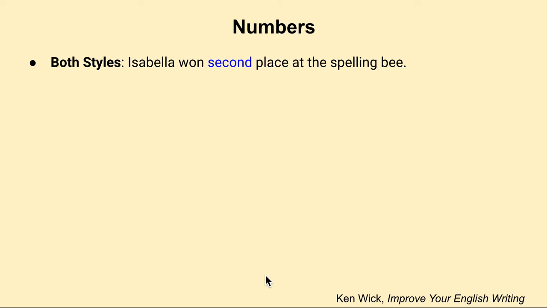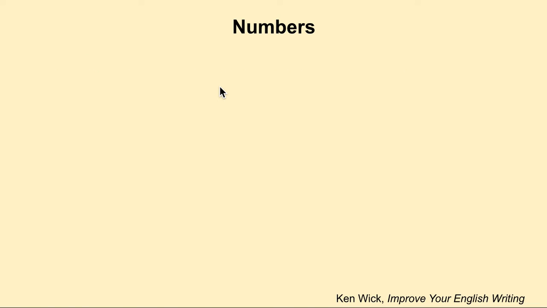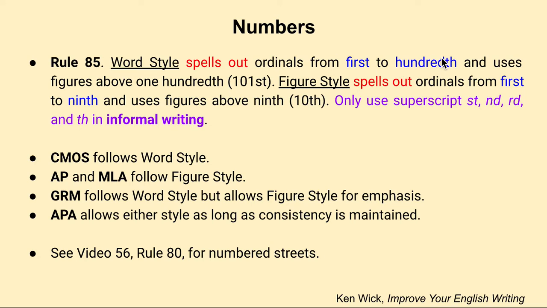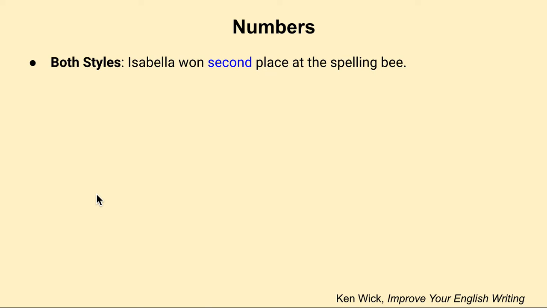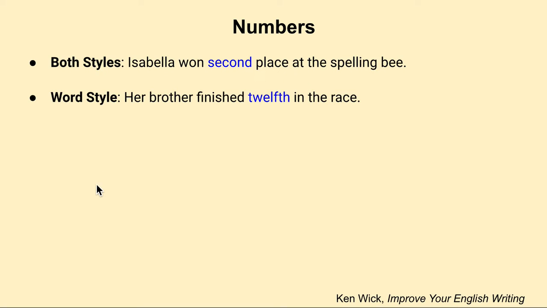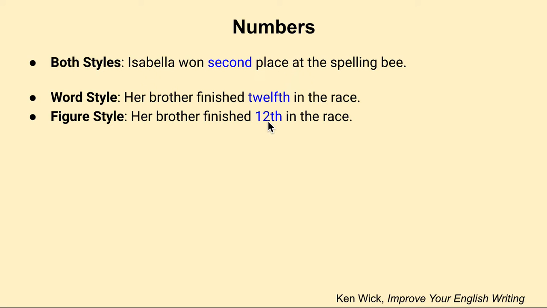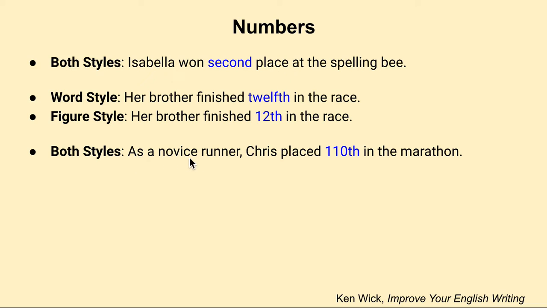So some examples. In both styles, you would write, Isabella won second place at the spelling bee. Just remember, the difference is word style goes to 100th, figure style up to 9th. So both would write second place this way. In the next example, word style would write, her brother finished twelfth in the race, but figure style would write, her brother finished 12th in the race. And then both styles would write, as a novice runner, Chris placed 110th in the marathon.